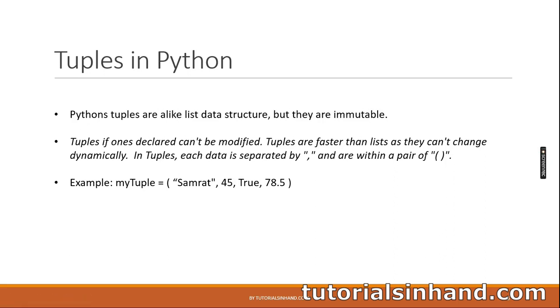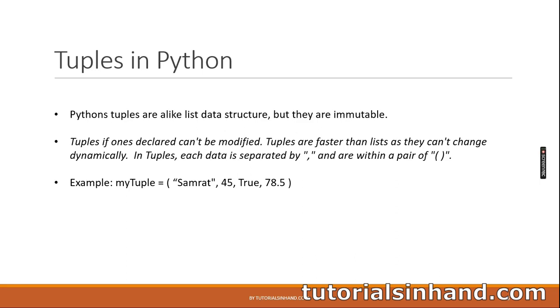Okay, let's proceed. Python tuples are alike the list data structure, but they are immutable. Tuples, once declared, can't be modified. Tuples are faster than lists as they can't change dynamically. In tuples, each data item is separated by a comma and placed within a pair of parentheses. Example: my tuple equal to, within a pair of parentheses we have written the same data. Samrat, 45, true, 78.5.